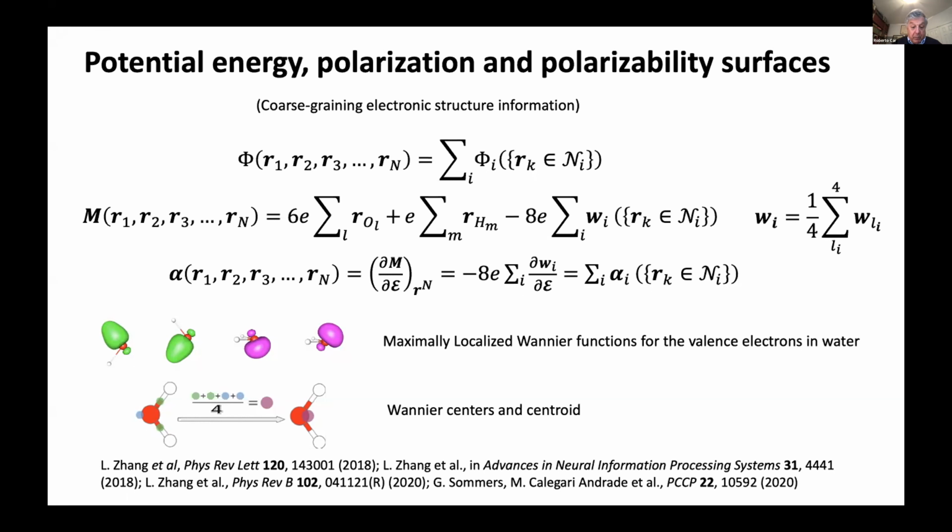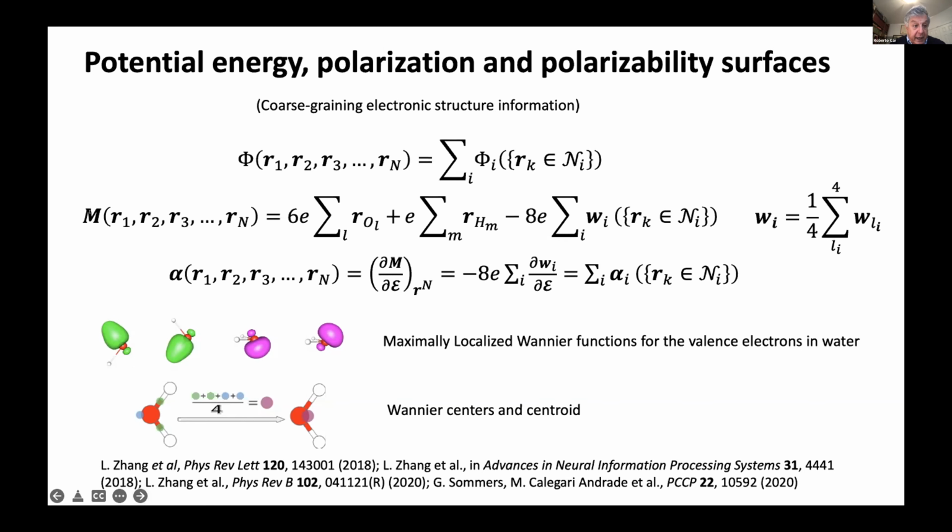But as the water molecule fluctuates, this charge will also fluctuate. Notice that when we do that, we have perfect charge conservation in the system, because all the charges that appear in this formulation are integer charges. So there is no ambiguity in the definition of these charges. And furthermore, the Wannier centers and the Wannier centroid are derived from a rigorous transformation in quantum mechanics, namely a unitary transformation in the space of the occupied orbitals that maximizes the localization of the orbitals.